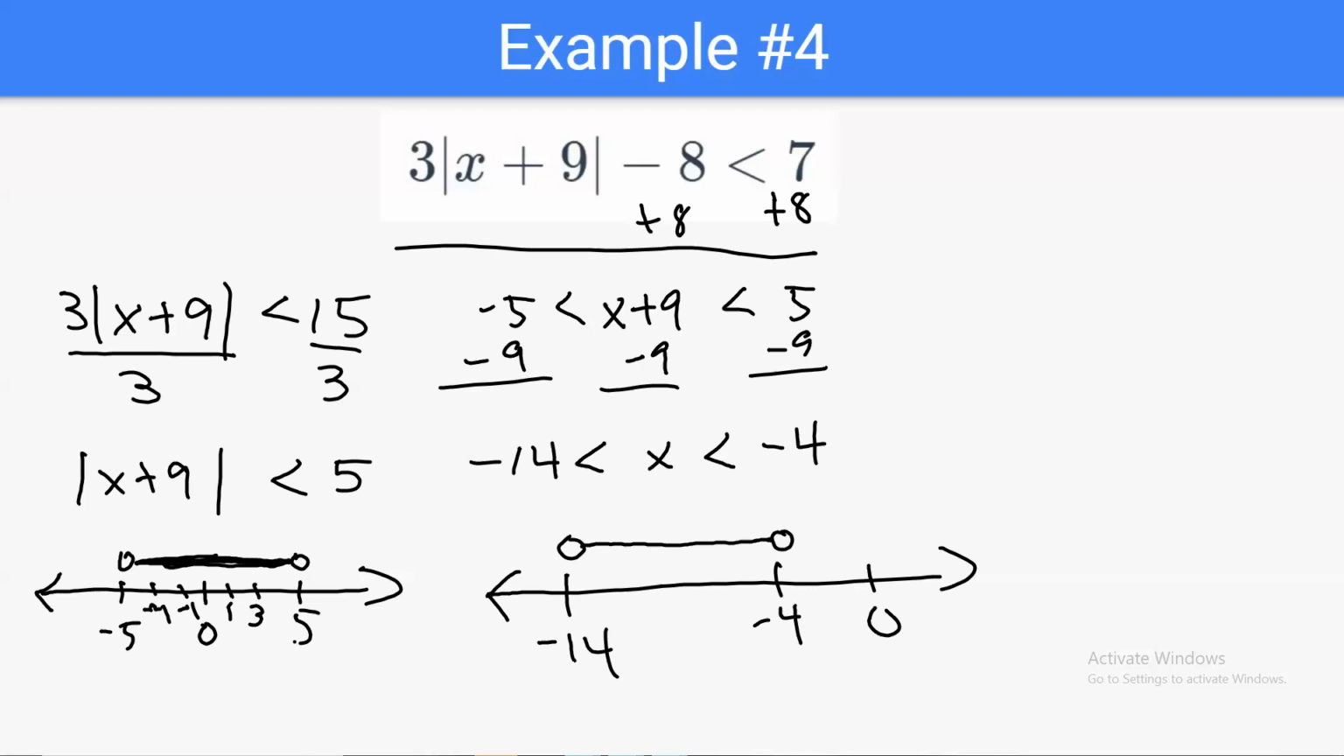Questions on this? No? So you guys see how, if it's a less than statement, after we isolate it, it's going to be an AND statement. Okay? They're always going to be linked, if your absolute value is on the left-hand side. Okay? And if it's a greater than or equal to or just greater than statement, it's going to be an OR statement, so then things are going to pop out that way. Okay?